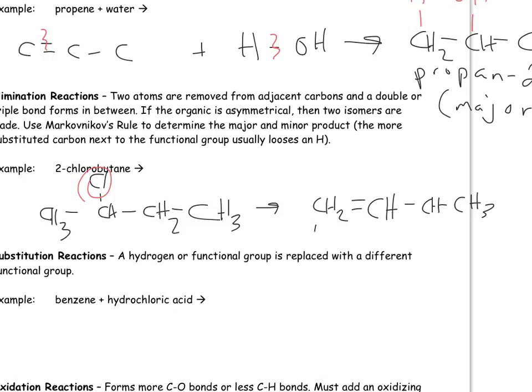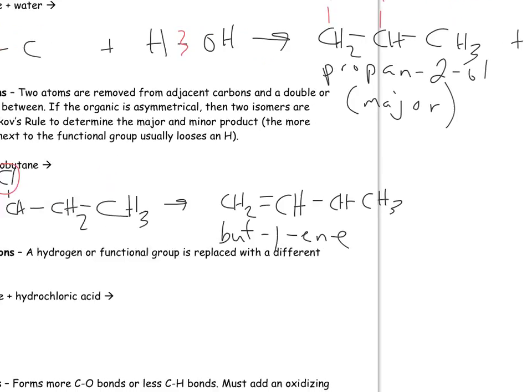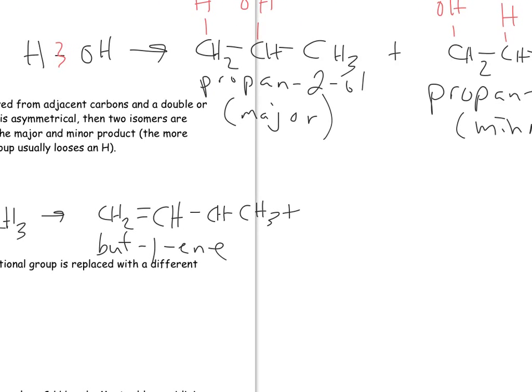So I would call this but-1-ene. The other option is to pull off this chlorine and then pull an H off of carbon number 3 and form the double bond in the second position. That would give me the product but-2-ene.